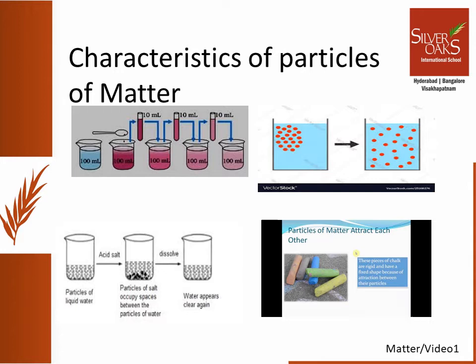When we discuss matter, which is defined as something which has mass and volume, along with that we observe that it is particulate. All the matter that we see or do not see is made up of particles. All these particles have some common characteristics. Let us discuss these characteristics of particles of matter. So the first characteristic is that particles of matter are very small.